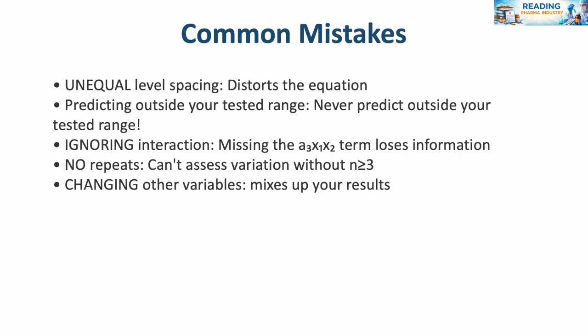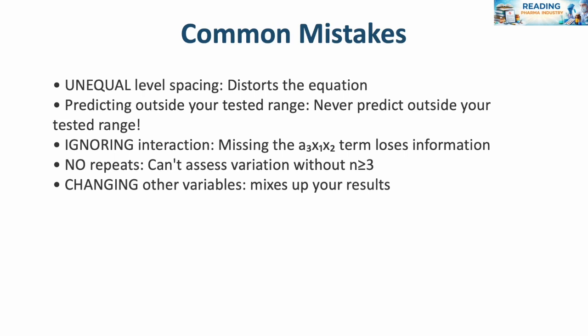Some other mistakes can happen. You predict something outside your tested range. The issue here is that you are fitting within this range, so we avoid predicting outside the tested range. Another issue that can happen is to ignore interactions. We mentioned the A3 value. If you ignore that, then you're missing quite a bit of the potential information that can come from interaction.